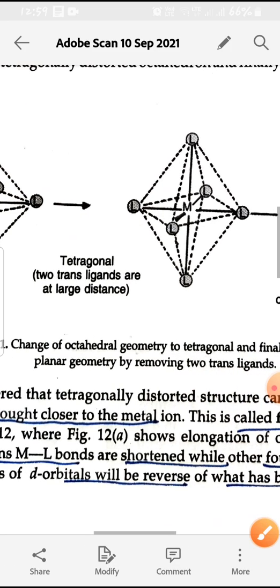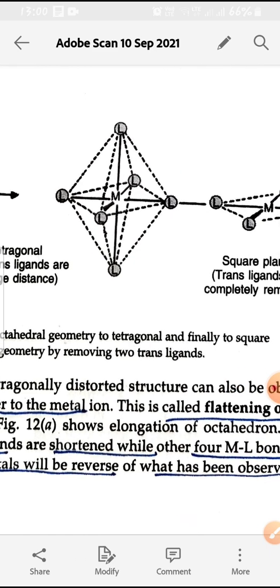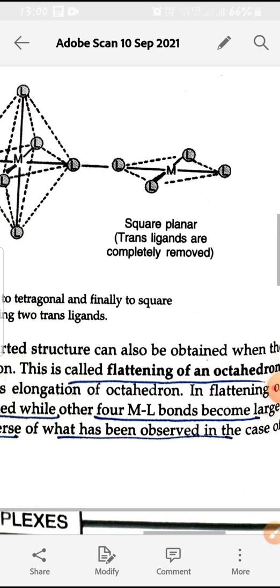The metal ligand distance along the z axis increases, whereas along the x axis and y axis the metal ligand distance decreases, and this is the tetragonal structure. Two trans ligands are at large distance, and finally we completely remove the two trans ligands along the z axis, and this will be a square planar complex in which two trans ligands are completely removed.